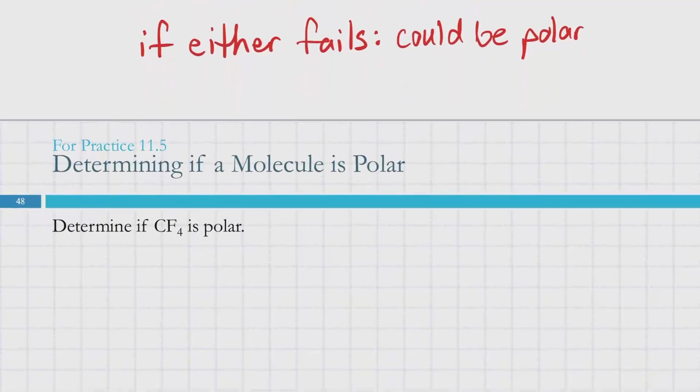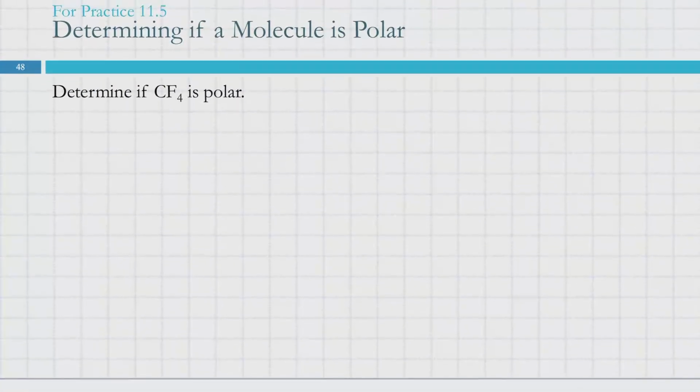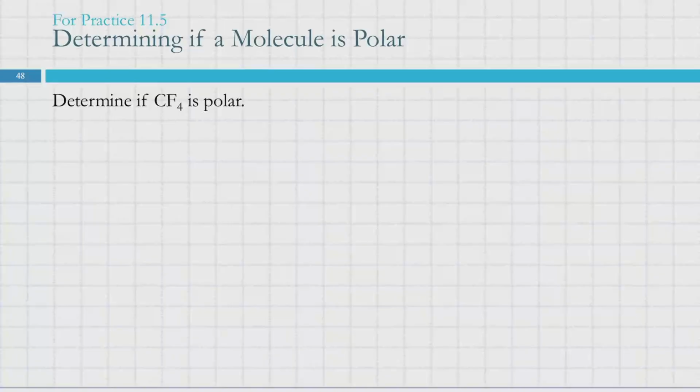All right, let's determine if CF4 is polar. I'm going to assume that we can draw the Lewis structure, and so I'll just give it to us. CF4 looks like this, with lots and lots of lone pairs. First thing we want to check, do we have a polar bond between carbon and fluorine? What is fluorine's electronegativity value?